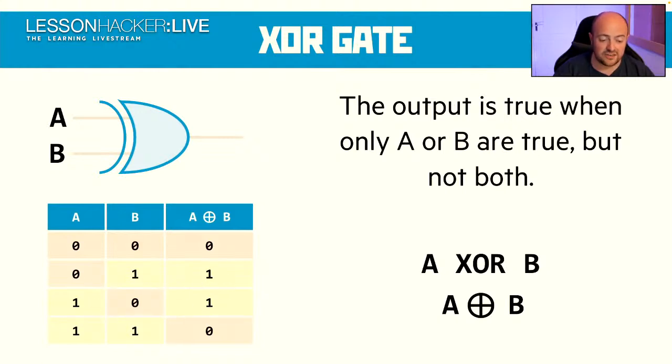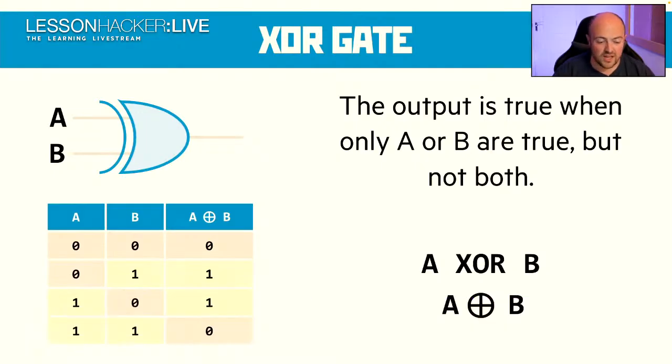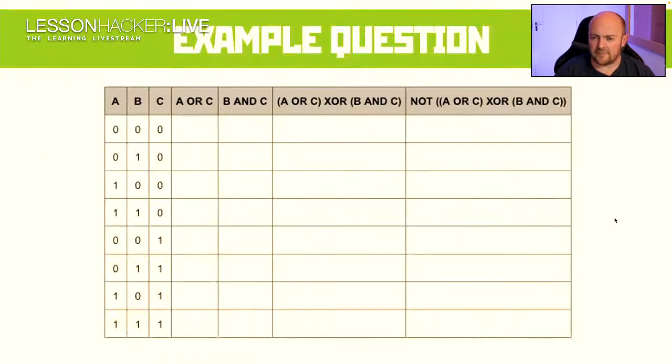Quick question, do we need to know the sign for the XOR gate? Yes, you do. Although it's most likely they will write it in full if they use it like it is on the top there. But it's just the OR symbol with a little circle around it. So I'm sure you'll be fine with that. Okay. Here's an example question of a truth table.